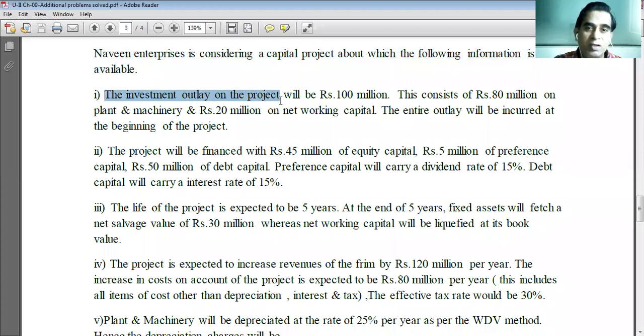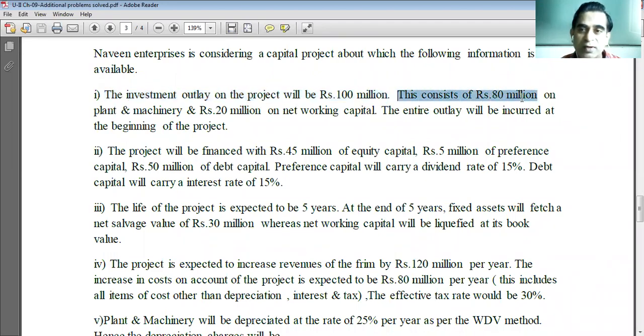The investment outlay on the project will be 100 million rupees. Okay, see in this problem, just simply use as it is. Don't try to put the exact number of zeros. There are more chances that you may miss out some zeros. So simply write in a column, rupees in millions, and write as it is: 100, 80, 20, just like that. It will even become easy for you to solve the problem. Don't attempt to write all the zeros.